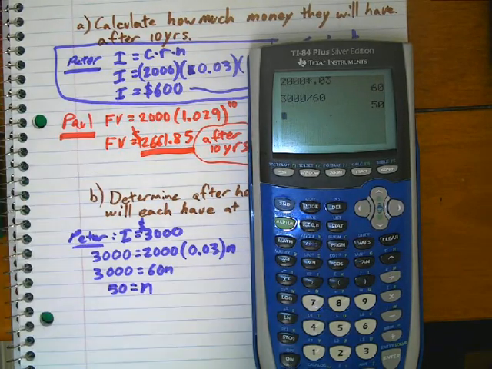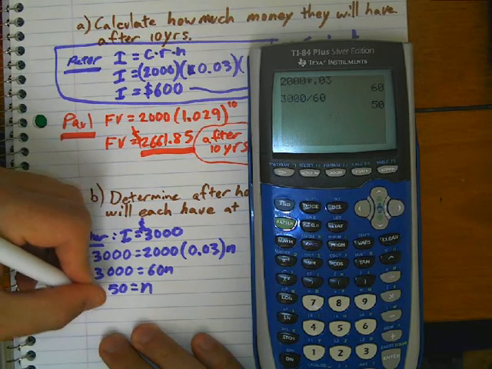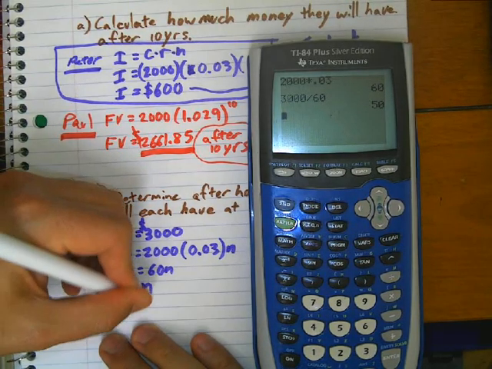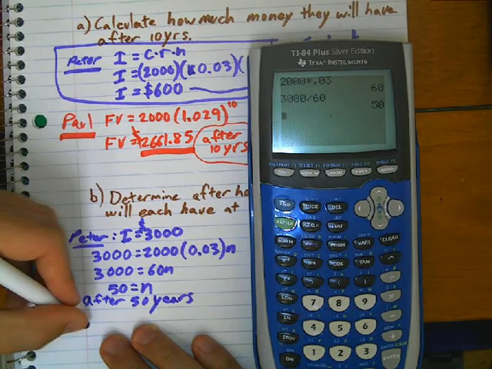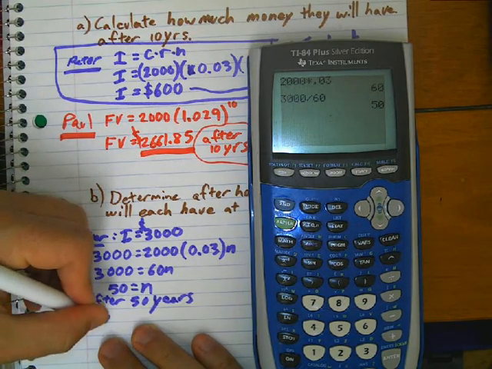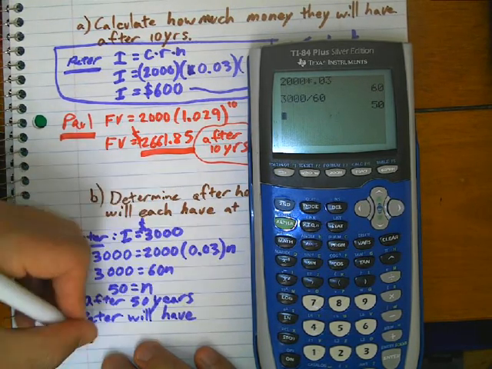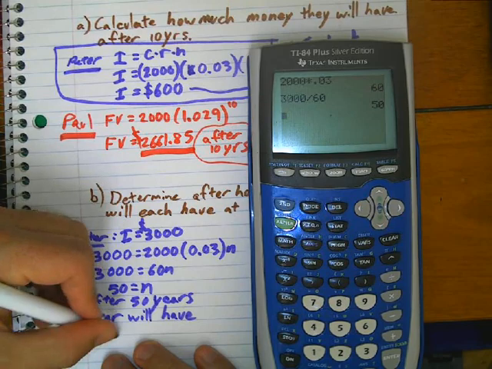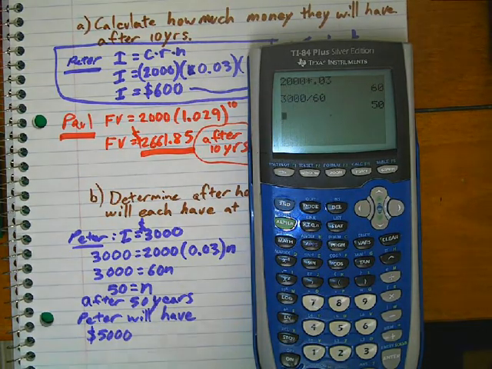So after 50 years, Peter will have $5,000. Okay, now let's calculate for Paul.